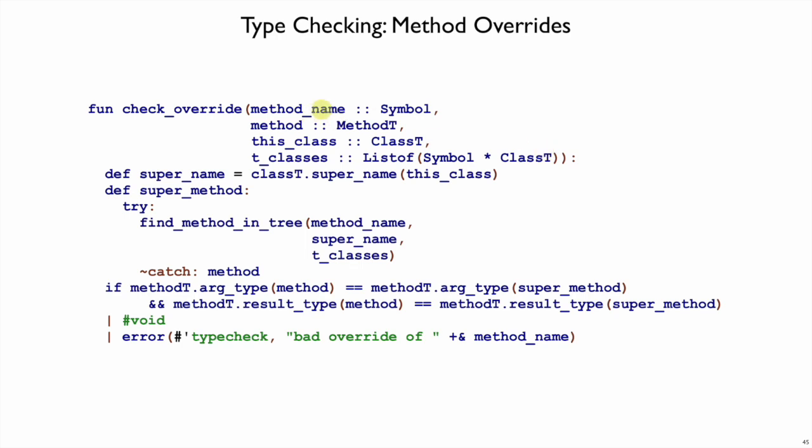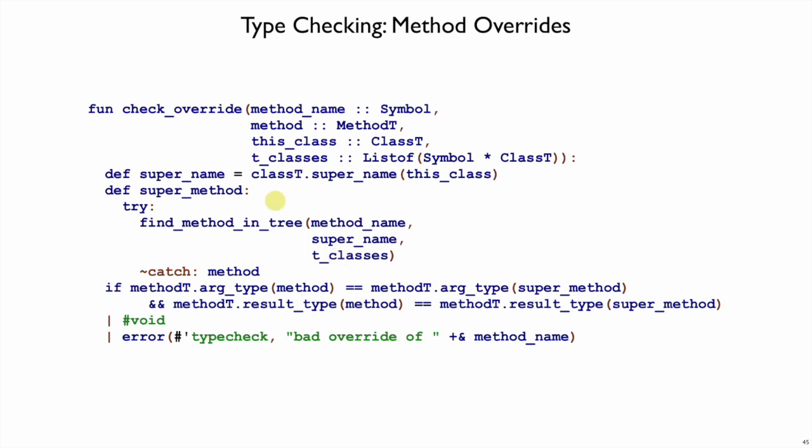We've got the name of the method that we're checking, the actual declaration of that method, the declaration of this class where this method resides, and the list of all class declarations. We start by taking this class and find out what its superclass's name is. And then we want the superclass's method, which might be immediately in the superclass, or it might be in a superclass of that, and so on. So we have, in general, this find method in tree function that takes a method name and the class that we start in and looks in all the class declarations as it needs to.